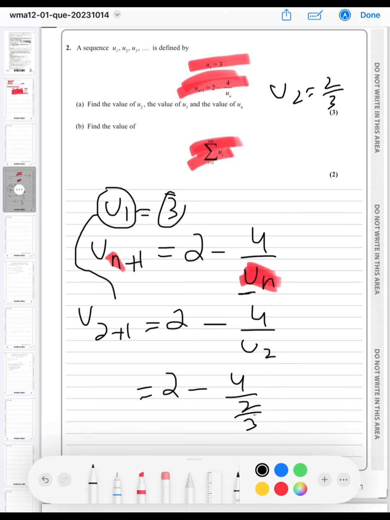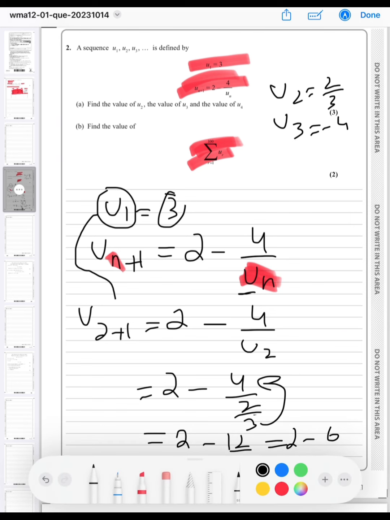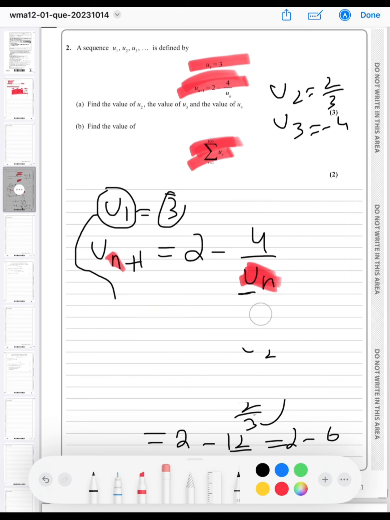After solving this, 3 will obviously go to the numerator. So this will become 12 upon 2. So 2 minus 12 upon 2, 2 minus 6 is minus 4. So u3 is minus 4, and then I will be going for u4, which they are asking here.